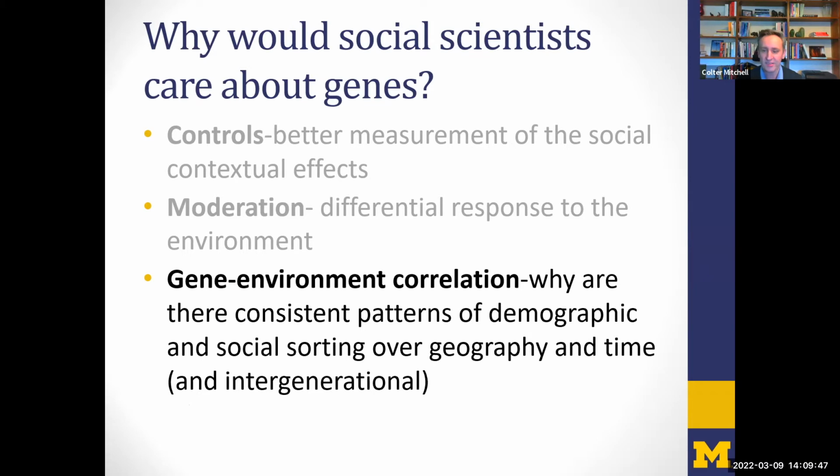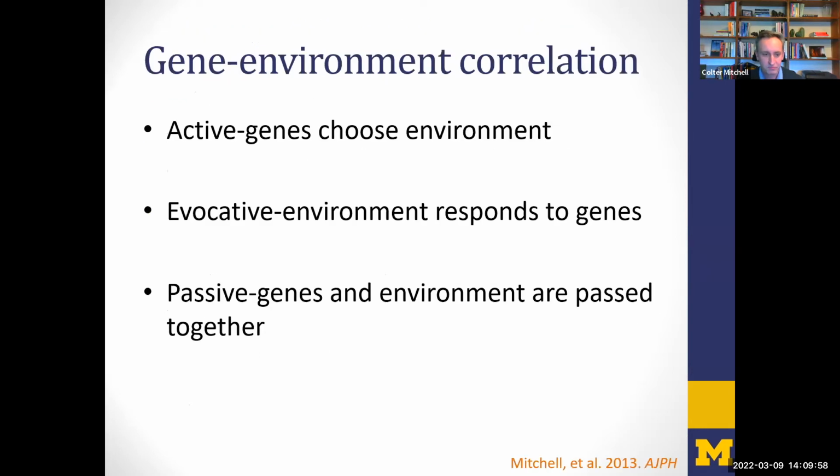So this isn't the interaction. It's asking why we see consistent patterns of demographic and social sorting over geography and time, and actually even intergenerationally. And in that case, we have things like active. This is one theory of genes, or one aspect of genes: is there something innate within us that's kind of pushing us to choose certain environments? Or is it evocative? It actually is manifesting in some other way, and those around me are kind of selecting me into different things. So it's really the environment selecting people as opposed to you selecting it.